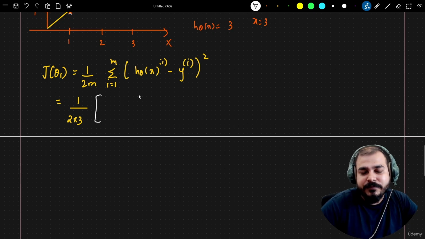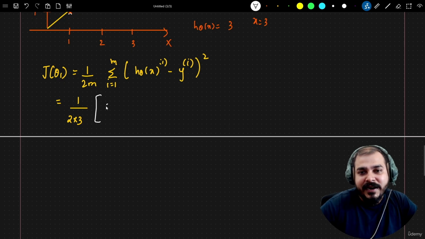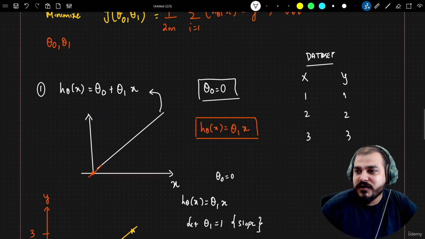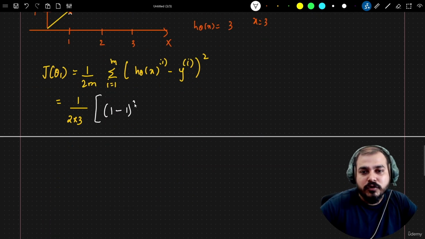So first thing is what? What is h theta of x(i) when i is equal to 1? Over here you can see when i is equal to 1, h theta of x(i), the predicted point, is also 1, right? So I'm just going to write 1 minus. What is y(i) at that point of time? y(i) is also 1, and here also we have plotted it. So 1 minus 1 whole square.